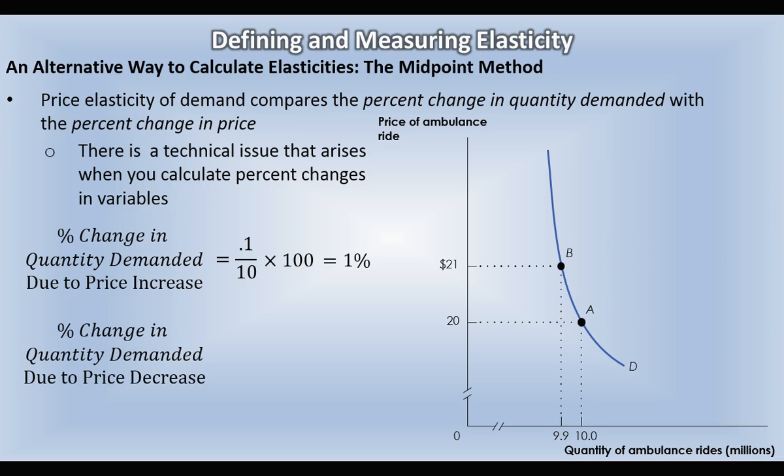But let's say you did a percent change in quantity demanded due to a price decrease. I'm sorry, the other case was we had a price decrease. So we started at B and went to A. So we went from 9.9 to 10 up here, sorry. And then here, it's the opposite way.